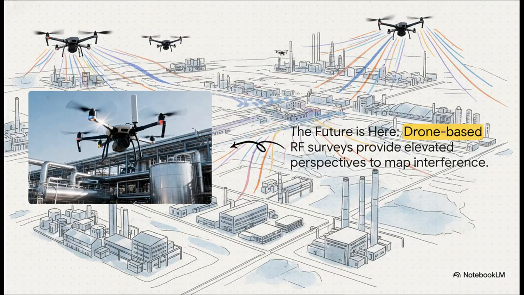But this field never stands still, does it? And look at this, drone-based RF surveys. This is a total game changer, giving you a bird's-eye view to map interference across huge areas, like a shipping yard or a refinery. This is where things are headed.